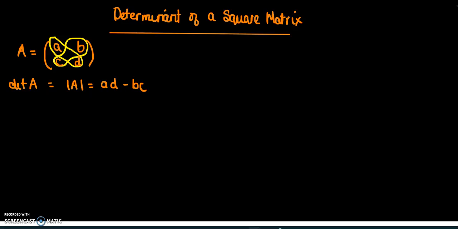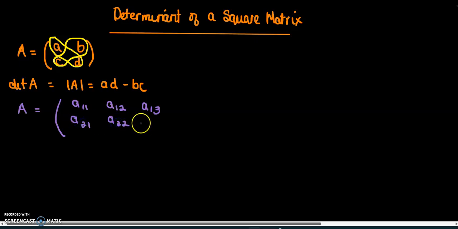Now when it comes to a 3 by 3 matrix, it's a little bit different. So let's say we have our matrix A, and we have elements a11, a12, a13, a21, a22, a23, and a31, a32, and a33. Now we have to look at a few things before we go about the process of finding the determinant of this matrix.